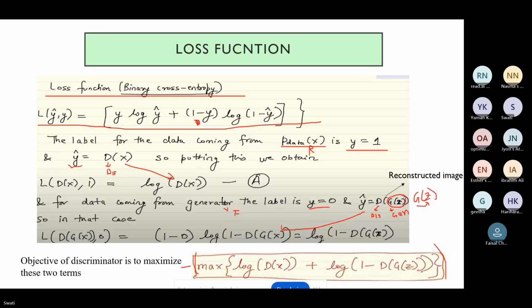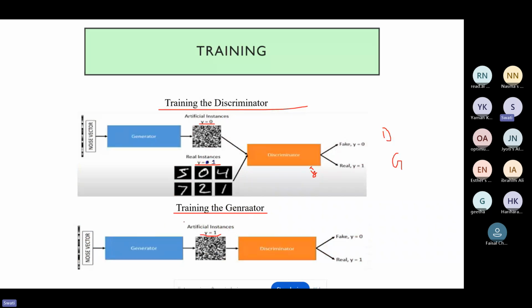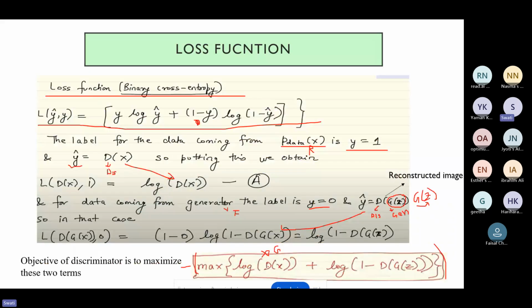What will be the objective of the generator? The objective of the generator is to produce data which is very close to the actual data. So this term won't come into account for the generator because it comes from the real data, and as we have seen, while training the generator we only look at the data coming from the fake samples. So this loss term won't be here. The generator will have only this loss term, and its function will be completely opposite. If the discriminator is trying to maximize these two terms, then the generator will try to minimize this one, because they work in a competitive manner.